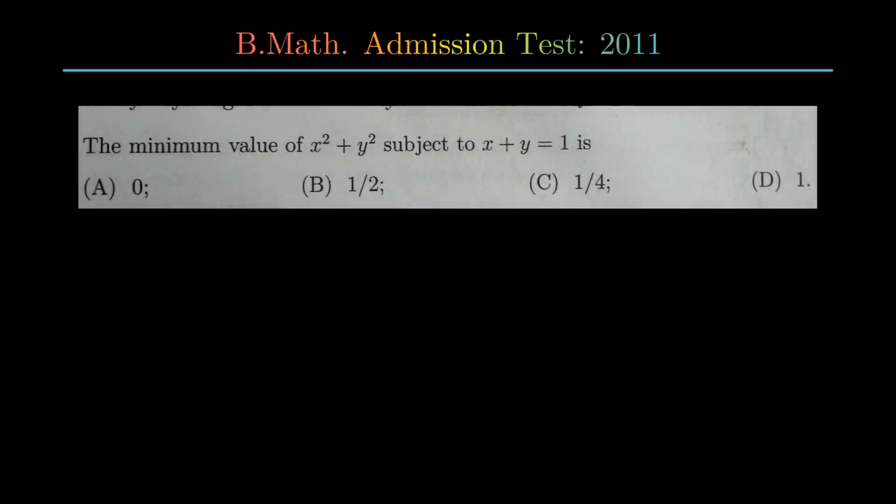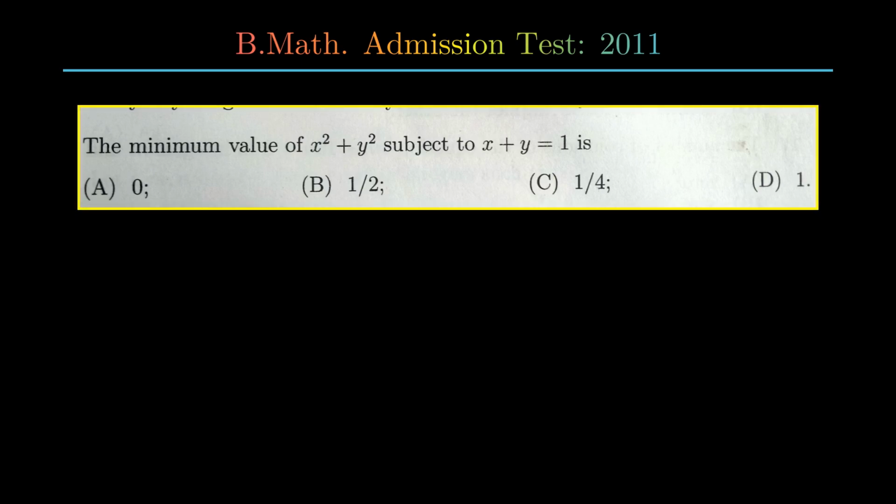Today we will be discussing the problem from B.Math admission test 2011, problem number 9. This problem tells you to find the minimum value of a function x square plus y square subject to a special constraint. These particular problems can be solved using two methods.